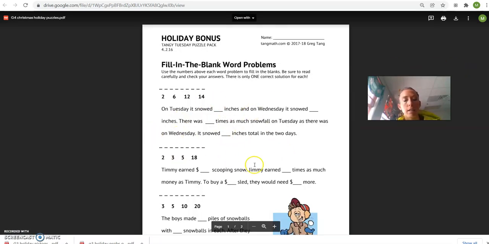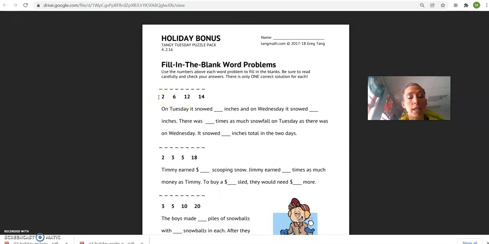And this first page, you cut on the dotted lines to cut these out for the kids. There's 3 of them to try, so you could use 1 each day. I think they're really awesome because the kids are reading these through and then figuring out using their number sense and their math sense as to where the numbers should go. So for example, on this one, on Tuesday, it snowed how many inches? And on Wednesday, it snowed how many inches? Well, you'd have to use some of these numbers up here.